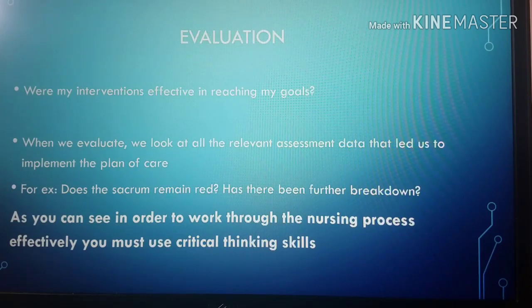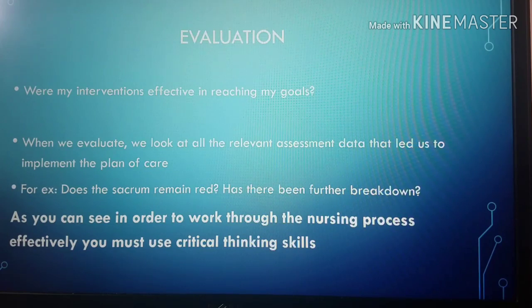So did the sacrum remain red? Did the pressure ulcer heal, or did this patient now develop a stage 2 pressure ulcer? So it actually advanced, and so there's further skin breakdown. And so what happens? Well, if I went back and the skin looks good, there has been no further skin breakdown, my evaluation and my interventions were effective, okay? Then I can move on.